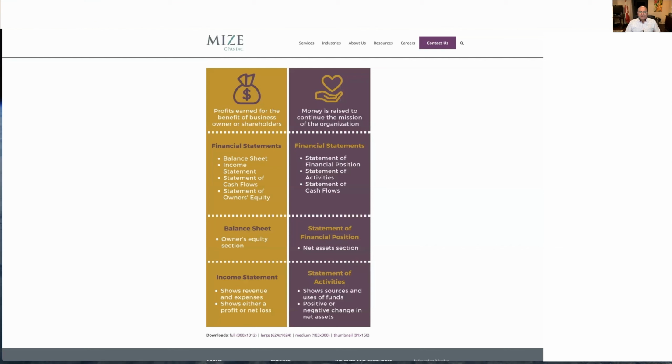Then let's go over the balance sheet. It has an owner's equity section. Now, for the charity companies, this is a net assets section.